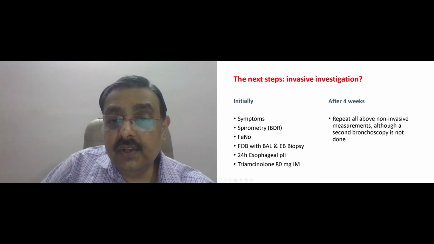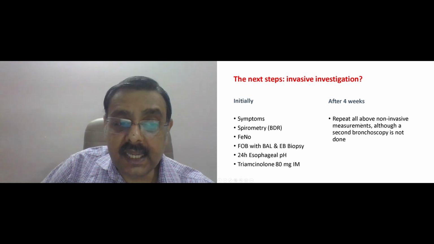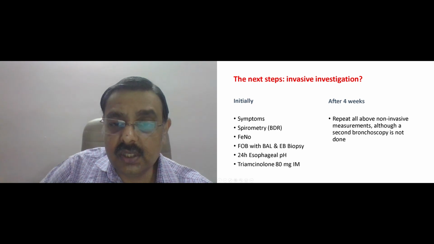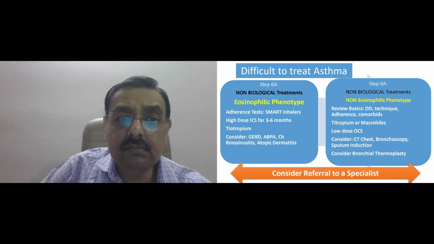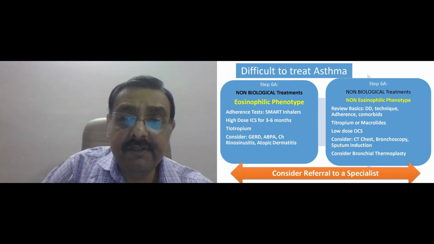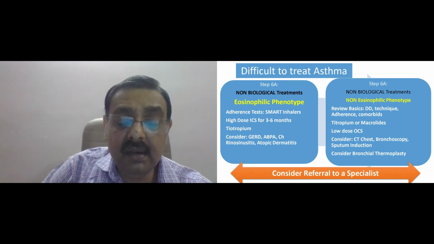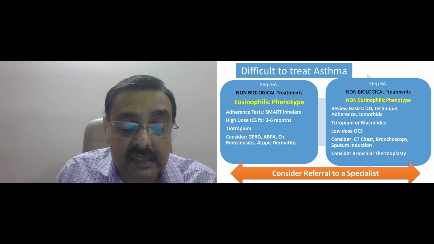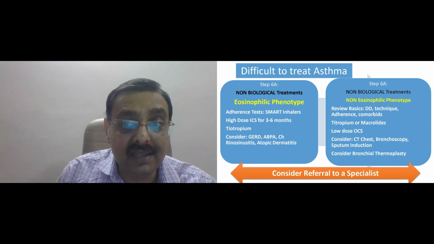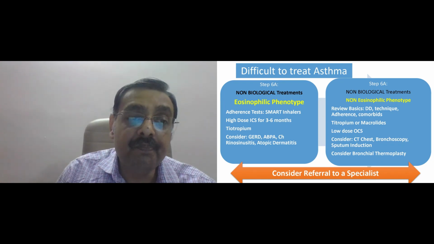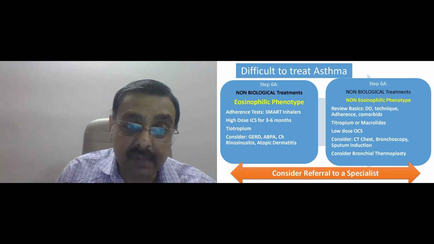After 4 weeks, they repeat all the investigations except the invasive one. So usually the bronchoscopy is not done. So you try and look at whether it is an eosinophilic phenotype or a non-eosinophilic phenotype, and I've talked in the last few slides that sometimes phenotyping is not as simple as it appears in the algorithm, because you do not have an extremely good non-invasive test available, and multiple tests should be combined.